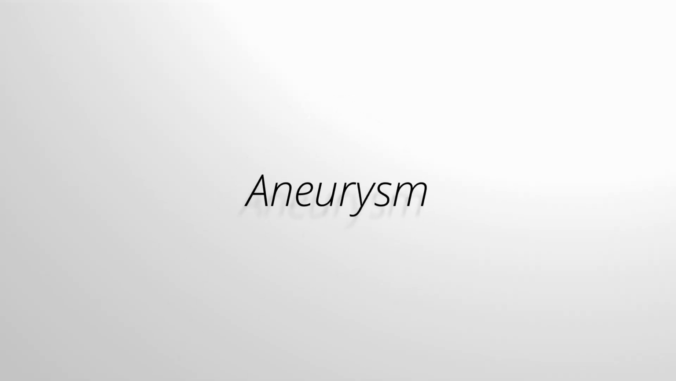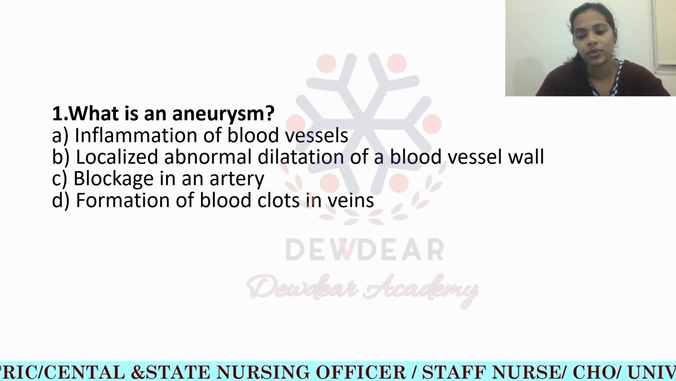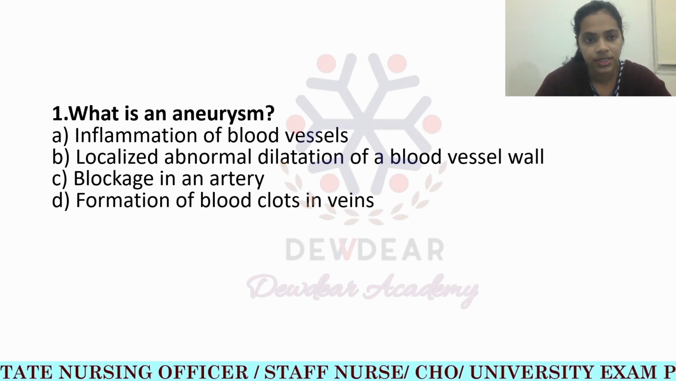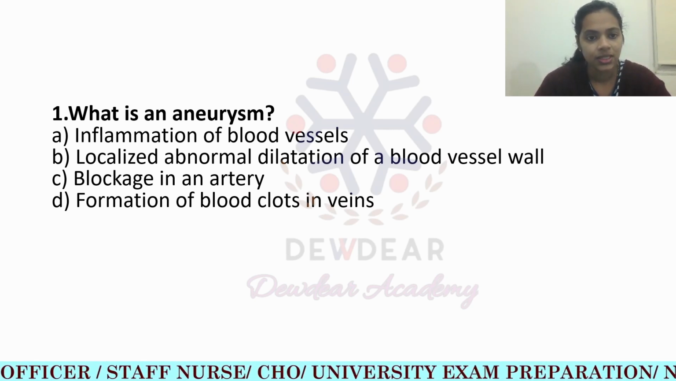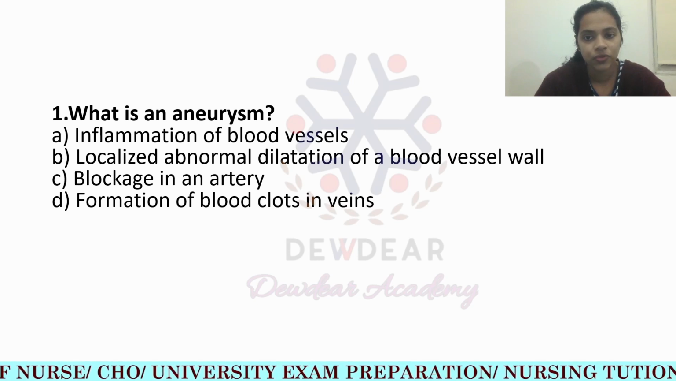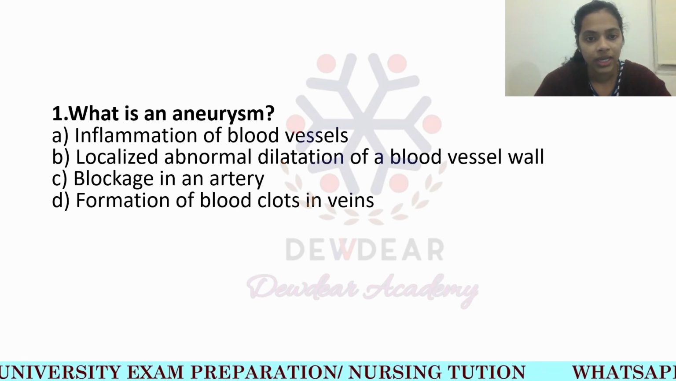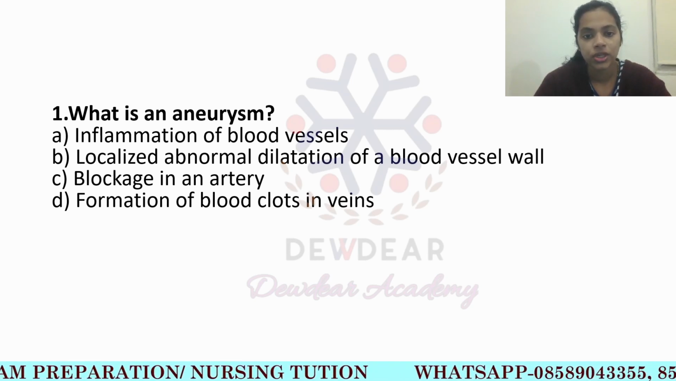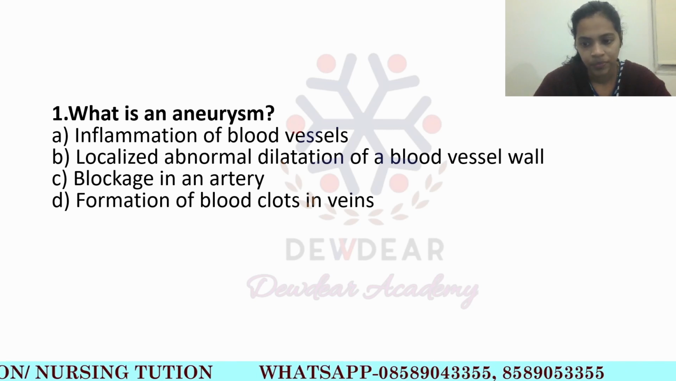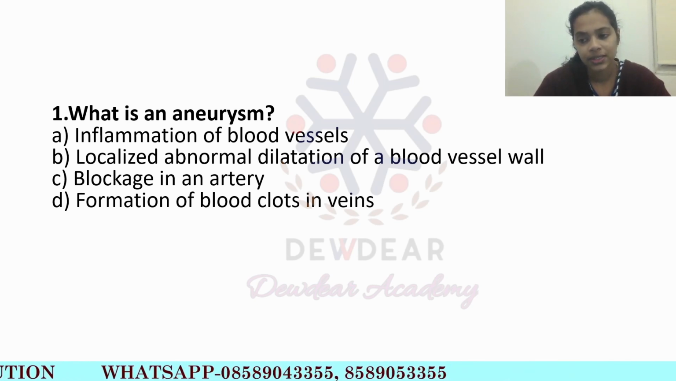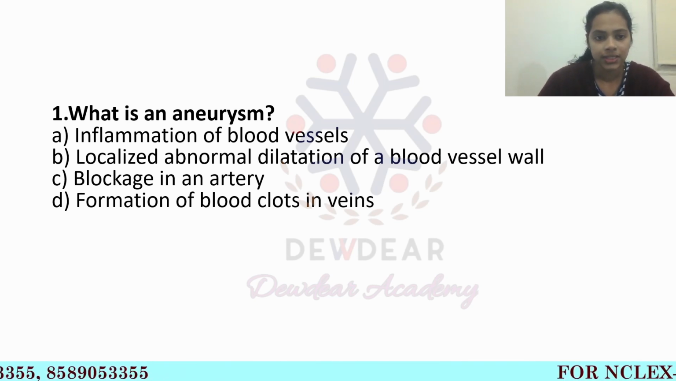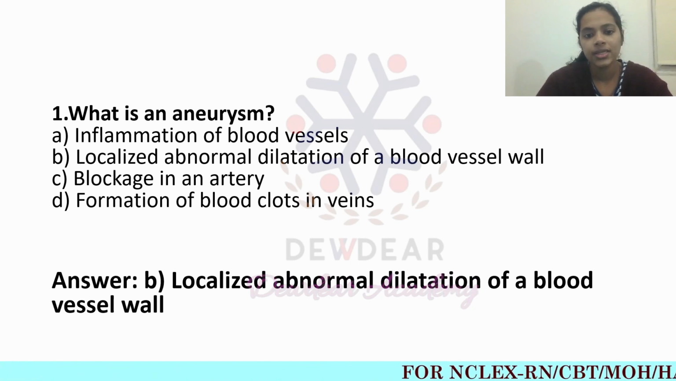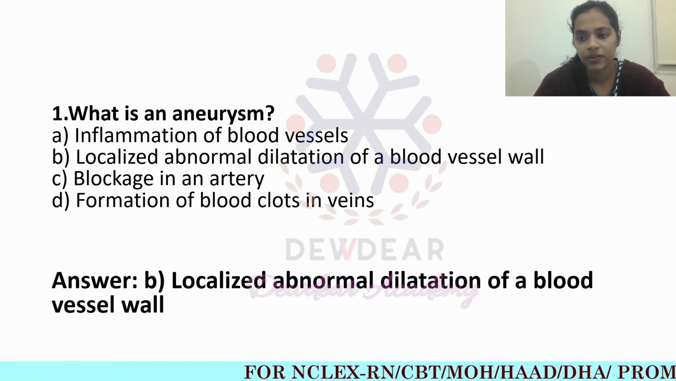The first question is, what is an aneurysm? There are four options: inflammation of blood vessels, localized abnormal dilatation of a blood vessel wall, blockage in an artery, and formation of blood clot in veins. So these are the four options. Which is the correct answer here? So the correct answer is localized abnormal dilatation of a blood vessel wall.